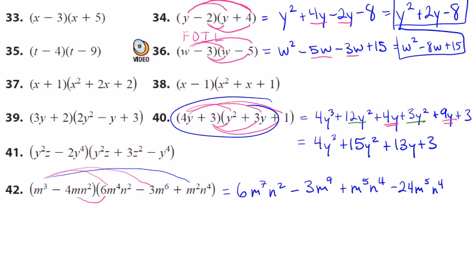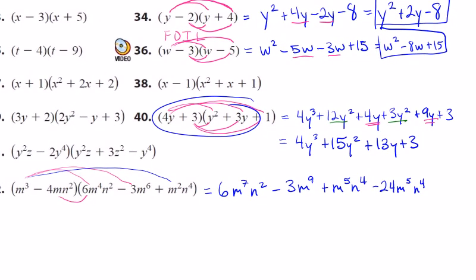All right, next we'll multiply negative 4mn squared by negative 3m to the 6th. So that'll be a negative times a negative is a positive. 4 times 3 is 12. M times m to the 6th is m to the 7th. N squared stays the way it is.